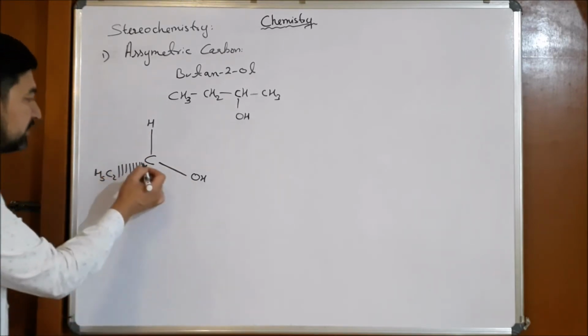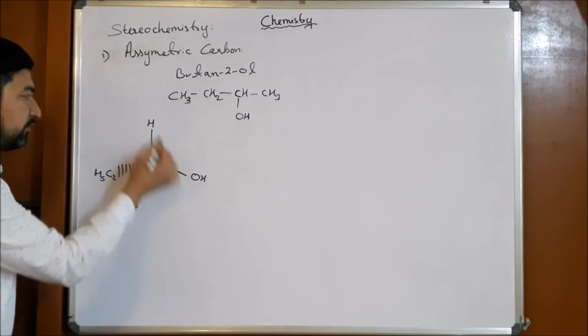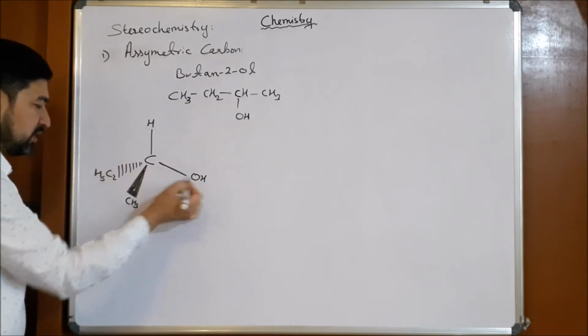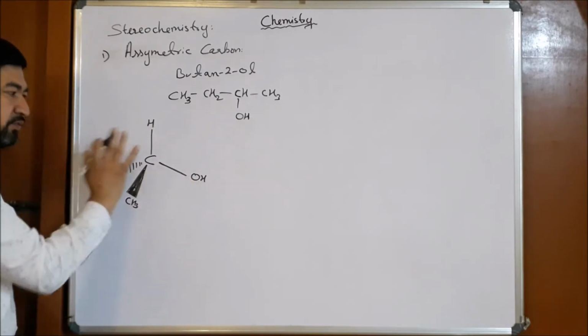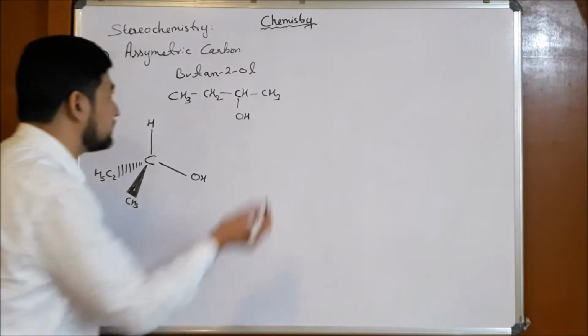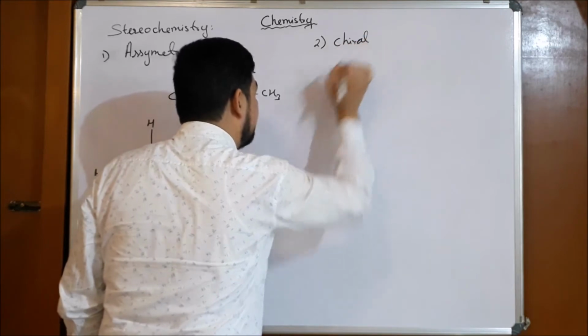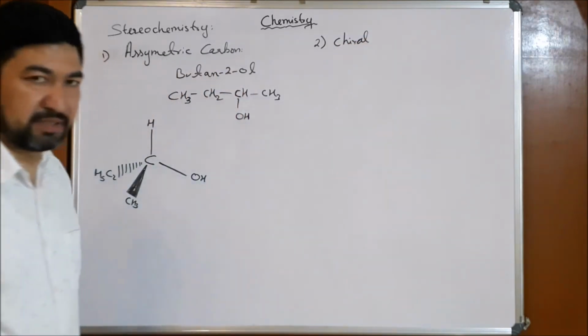So this carbon is your asymmetric carbon, that means the carbon having 4 different substituents. H is there, OH is there, CH3 is there, and C2H5. Normally this type of carbon is optically active. Another term that comes up is chiral. So chiral properties are there.